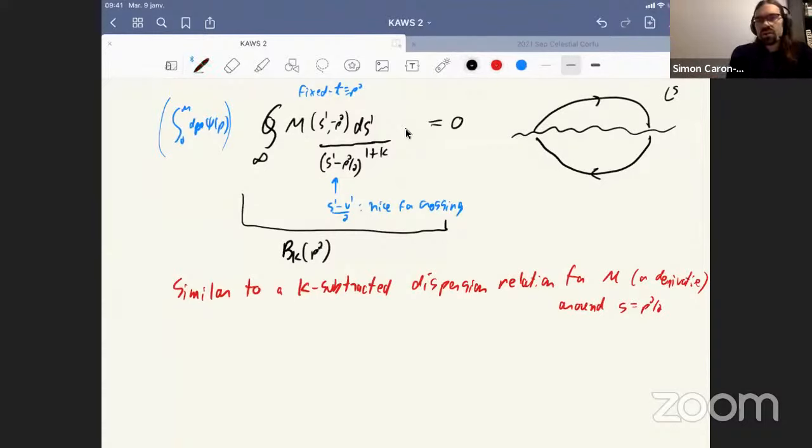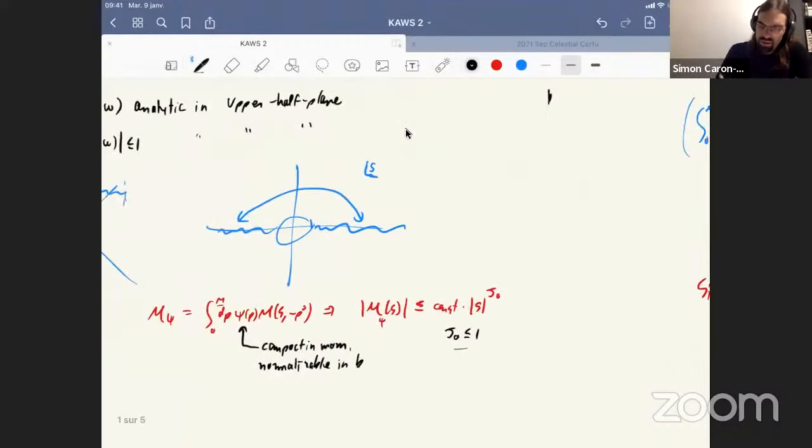Similar to dispersion relation, the idea is it converges if you put enough subtractions. And because of what we discussed, we know exactly how many subtractions we need. We know it would converge here if k is greater than this rate of growth. And remember that j is at most 1. So k greater than 1 are guaranteed to converge in any causal unitary theory. So this J0 here, I define here as the rate of growth at infinity.